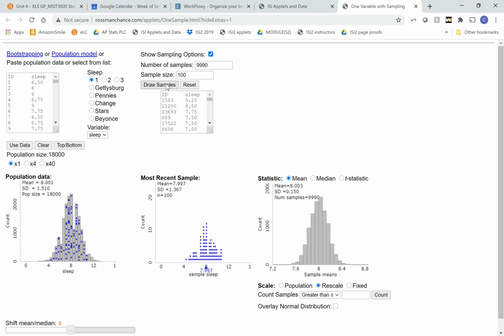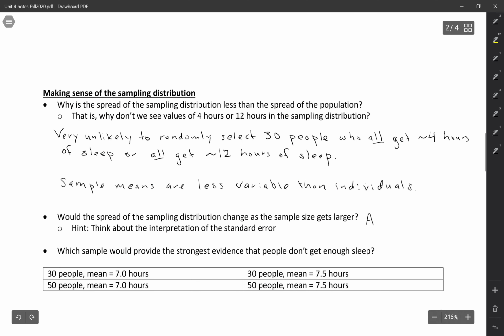So now it looks like the distributions really only go from like 7.5 to 8.5. So at this point, the statistics are even more precise estimates of the parameter. So to summarize, as the sample size goes up, the standard error goes down.